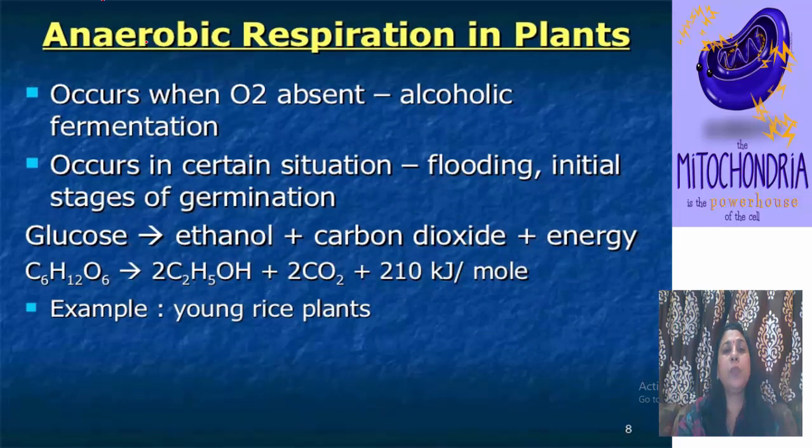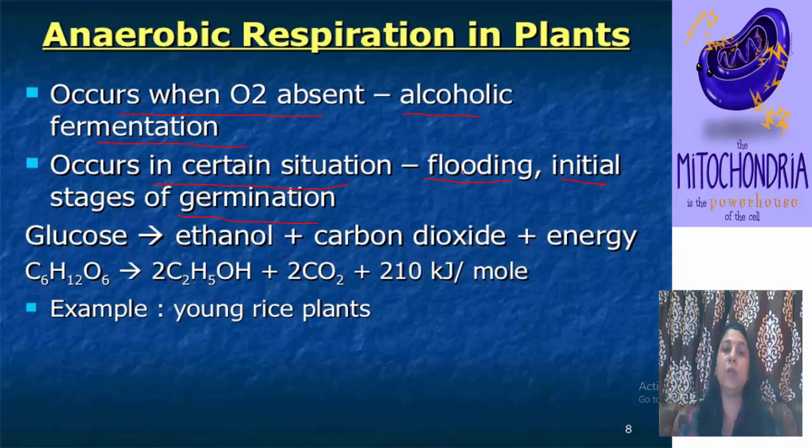Now, anaerobic respiration in plants occurs when oxygen is absent, that is, in the absence of oxygen. Examples, as we have already studied, are alcoholic fermentation. Acetic acid fermentation can also be given as an example, whereas lactic acid fermentation will be given as an example during anaerobic respiration in animals. It occurs in certain situations, that is flooding and the initial stages of germination.